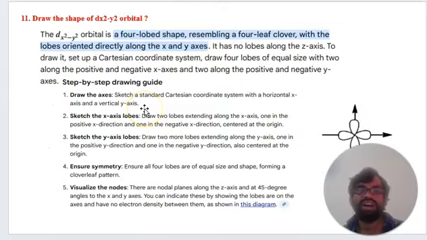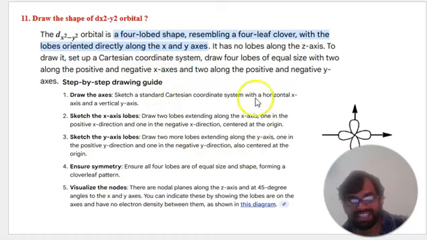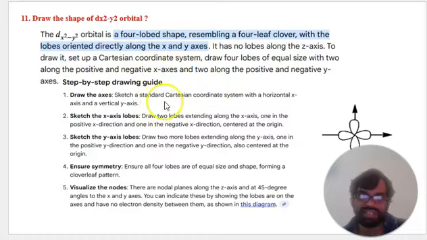And the 11th question is: draw the shape of the x square minus y square orbital. The x square minus y square orbital has a four-lobed shape resembling a four-leaf clover. You can draw it here. You can see the step by step how to draw it, and how the orientation happens along the x-axis and y-axis. Try to understand this.